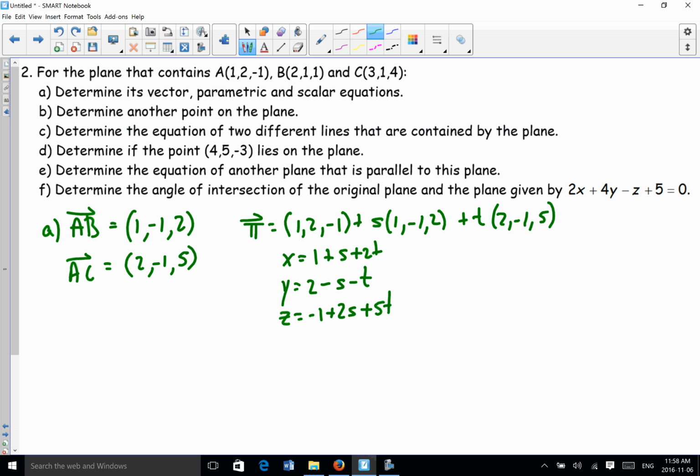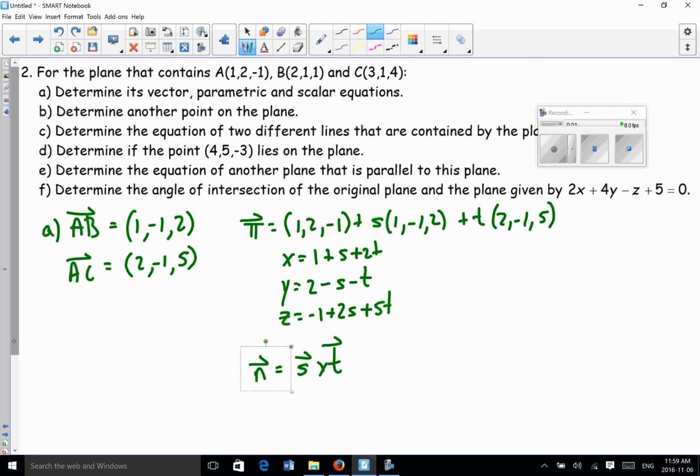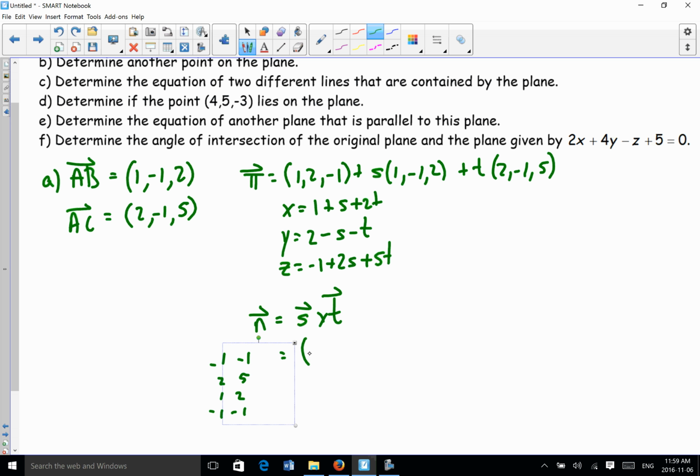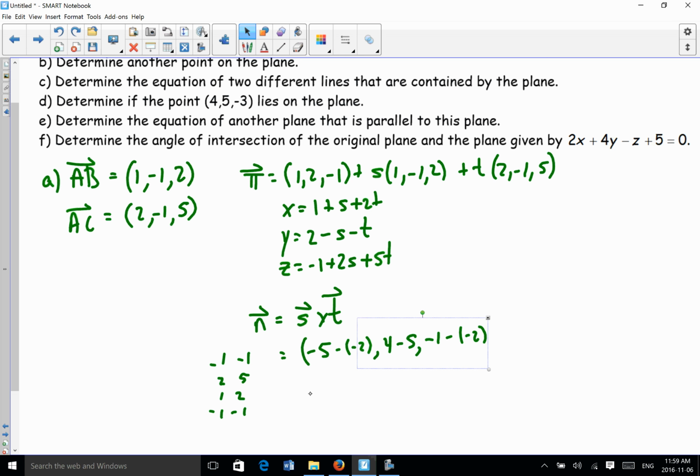Okay, to do the scalar equation, our scalar equation needs a normal. To get a normal, we have to do a cross product. So for our normal, let's call them s and t just for simplistic sake here, the cross product of s and t. So if we list s, negative 1, 2, 1, negative 1, we list t, we'll get negative 1, 5, 2, negative 1. Our cross product will be negative 5 minus negative 2. It'll be 4 minus 5. It'll be negative 1 minus negative 2. Or in other words, we get negative 3, negative 1, and 1.